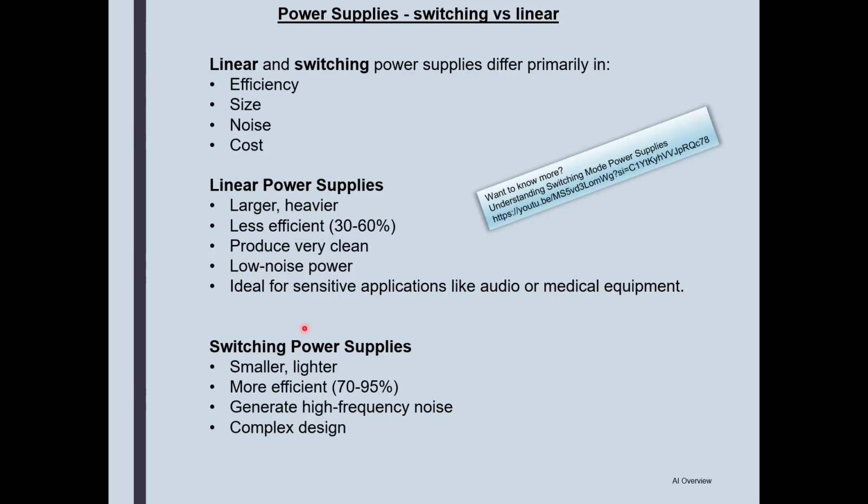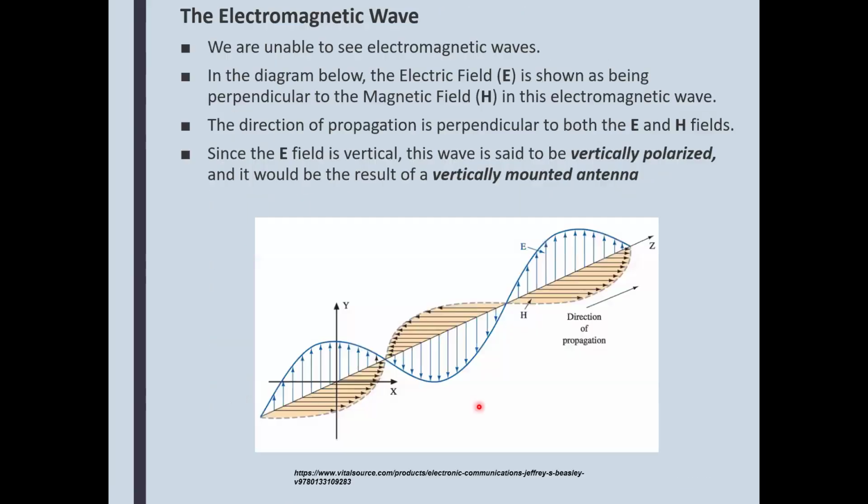Okay, so now switching power supplies are smaller and lighter, more efficient. The efficiency goes up, but they generate high frequency noise and it's a complex design. If you want to know more, look at this. Here's a link if you want to expand your knowledge on this topic. I'm not going to play it, but I found a YouTube video that pretty much explains things about those types of things. All right, let's go back to electromagnetic waves here.